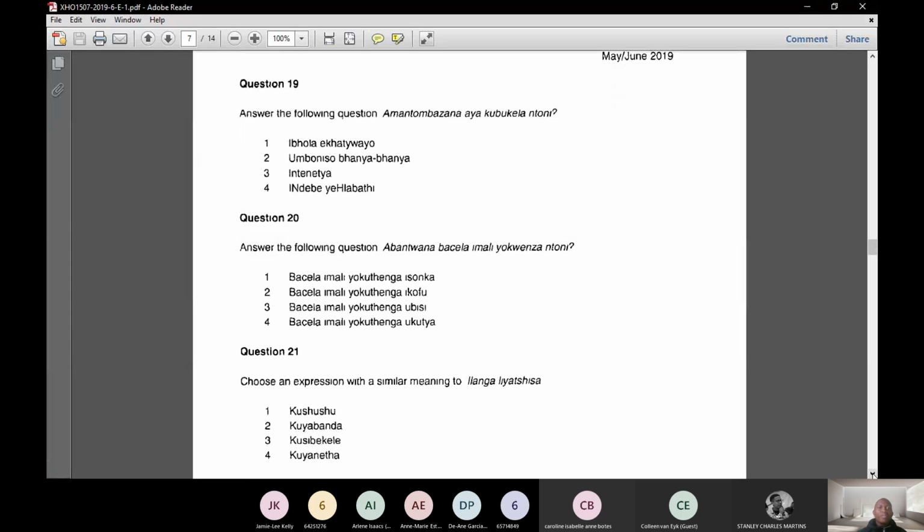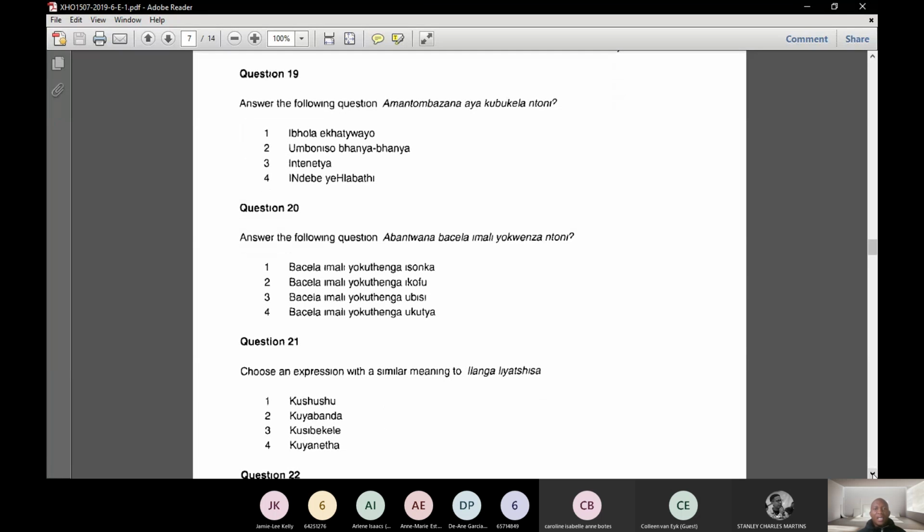Question number 19. Answer the following question. Amantombazana aya kubukela ntoni? Quickly go to the passage again. Is it number 1? Ibhola ekhatywayo. Is it number 2? Umboniso bhanyabhanya. Is it number 3? Intenetya. Is it number 4? Indebe yehlabathi. It's number 4. I'd say number 2. Is it number 2? Umboniso bhanyabhanya.